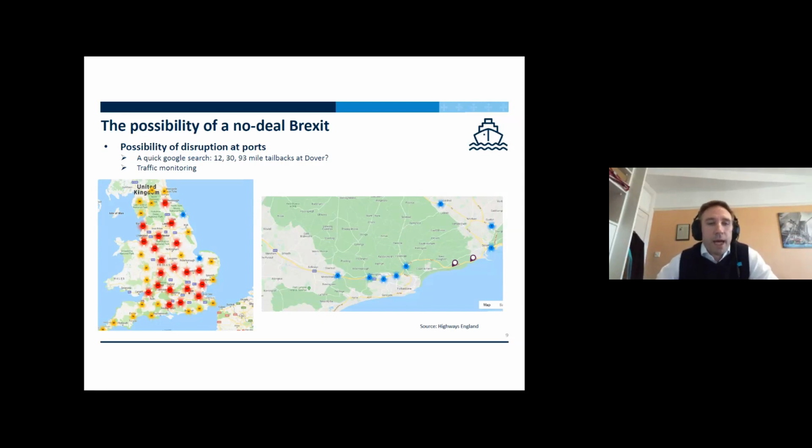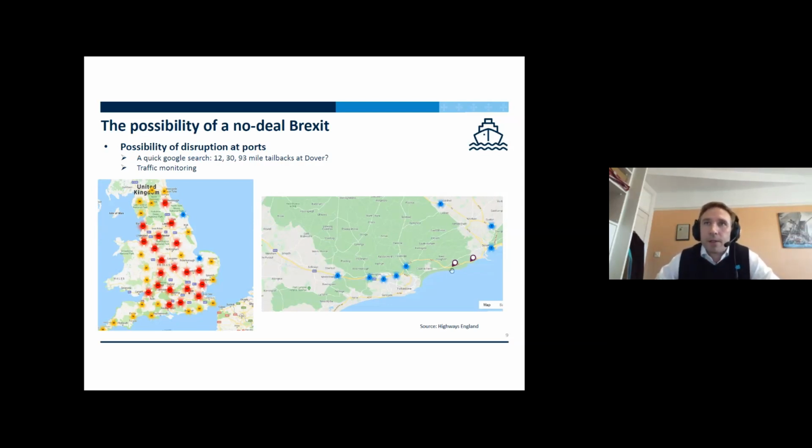So what if you pick out some of those traffic cameras which are on the main routes into and out of ports? Well, the right-hand side here shows a close-up of Dover, which is here, and all of these blue dots are various sensors, and this is the M20, the main road coming into Dover. But you can pick out other ports as well across the country.